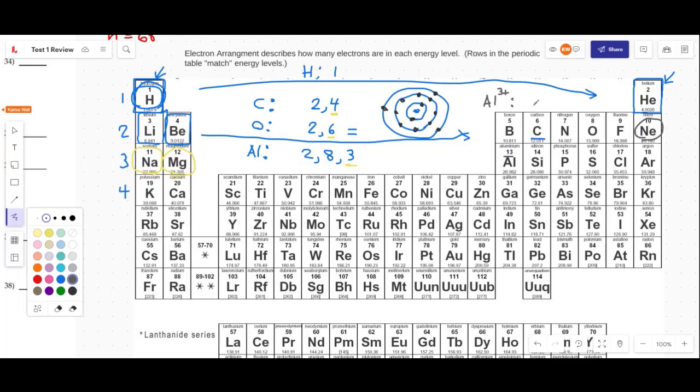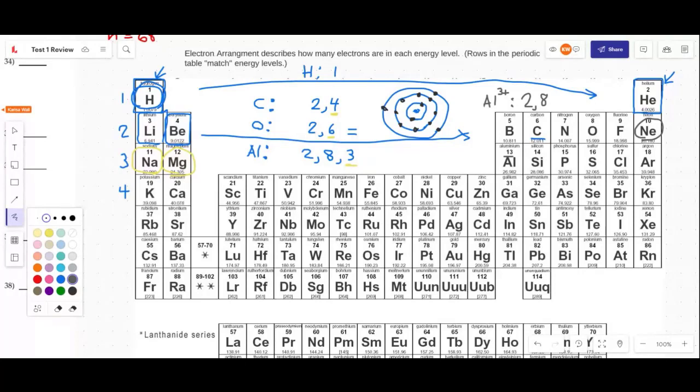So the electron arrangement for Al3 plus would just be a 2, 8. It would have the same electron arrangement as the noble gas, and that's what makes it so stable. That's why it wants to lose those 3 electrons, so it can have the same electron arrangement as the noble gas. For example, with oxygen, if it wants to be like the closest noble gas, which is neon, it has to gain 2 electrons, and that would also turn it into a 2-8 electron arrangement.